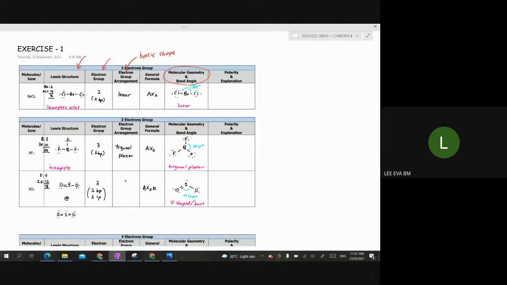Linear, trigonal planar, is it V shape? What else do we have? Trigonal pyramidal, tetrahedral. You need to put down the shape. Besides drawing it, you need to put down the name as well. Some of you did it, some of you didn't. So madam reminds you here over again. Make sure you put down the name of it, and then show the shape inside your Lewis structure.